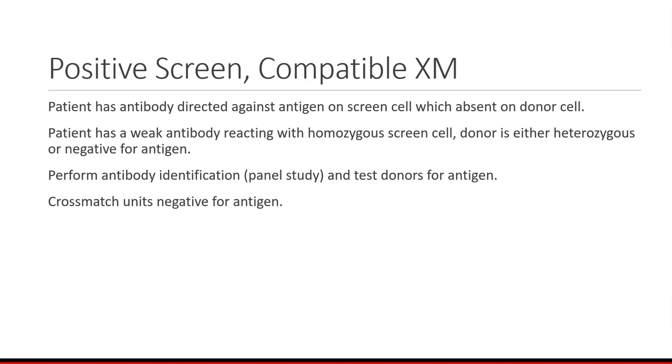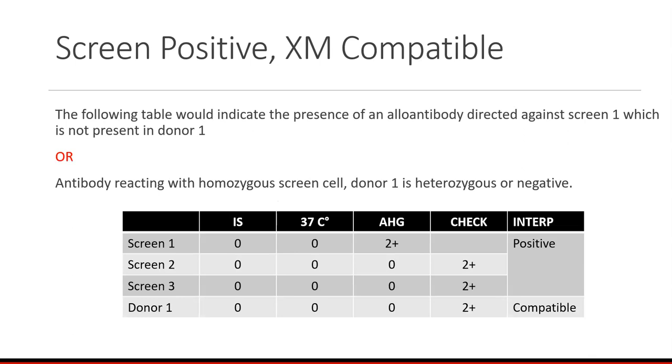You must perform an antibody identification, a panel study, and then test the donors for the antigen if it's a clinically significant antibody. And you cross-match the units that are negative for the antigen. So here's an example of the presence of an alloantibody directed against screen 1, which the antigen apparently is either not present in donor 1 or donor 1 may be heterozygous and have a weaker expression, giving a false negative.